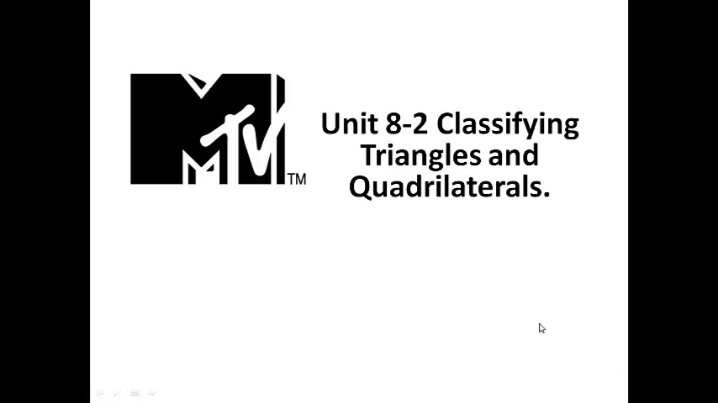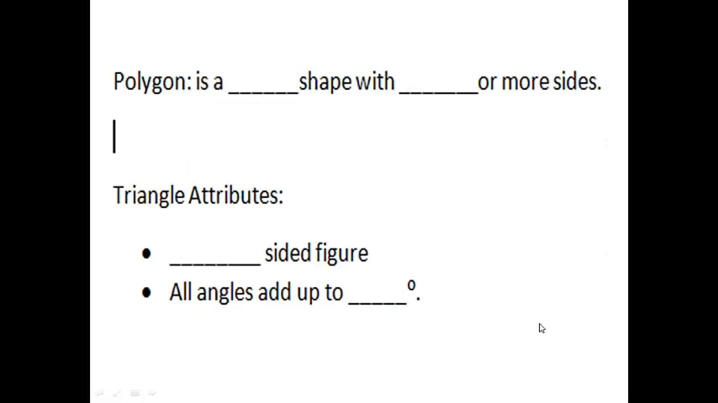We are going to be classifying triangles and quadrilaterals. Now, a lot of this stuff you probably already know from this year, and a lot of it's review from last year. So, filling in our notes, we want to know what a polygon is. A polygon is a closed shape with 3 or more sides.